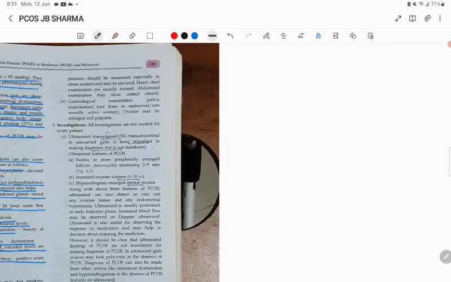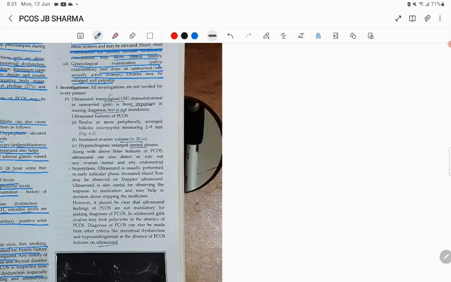Blood pressure should be measured, especially in obese women; it may be elevated. Heart and chest examination is usually normal. Abdominal examination may show central obesity. Gynecological examination: pelvic examination is not done in non-married, non-sexually active women. Ovaries may be enlarged and palpable. All investigations are not needed for every patient. Transvaginal ultrasonography in married girls is most important in making the diagnosis, but is not mandatory.